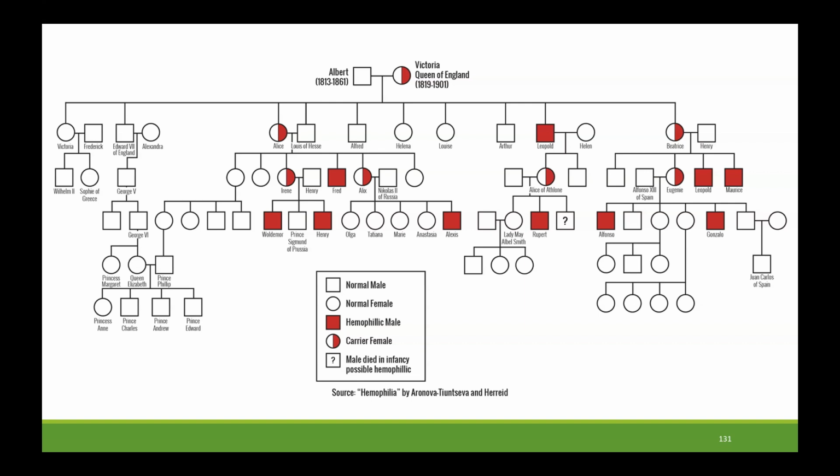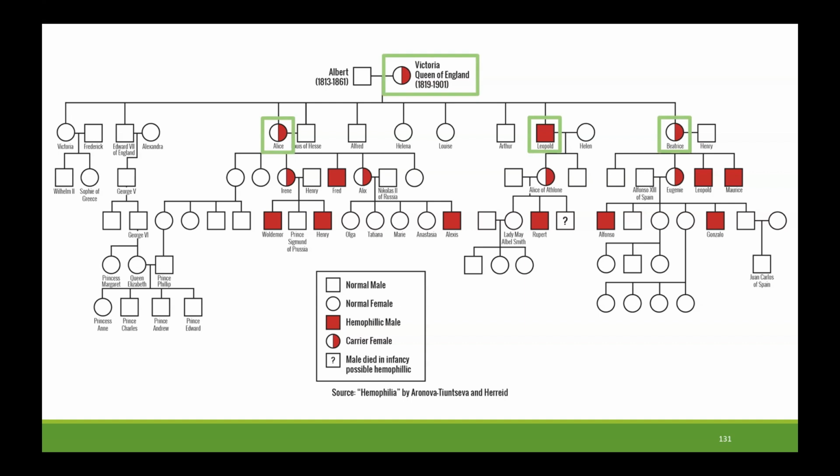So Queen Victoria of England, who I just boxed in green, is the person for whom the Victorian era is named. She was a carrier of the disease hemophilia. She didn't suffer from it herself, but she was heterozygous and she was a carrier. And she had 9 children, and she passed the allele for hemophilia down to 3 of them. 2 of them were daughters, and 1 was a son.